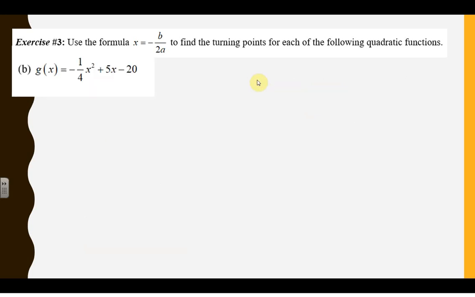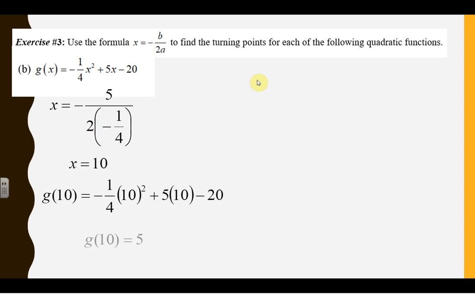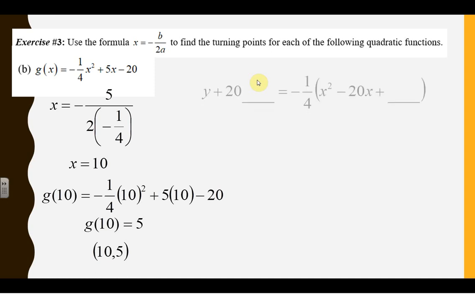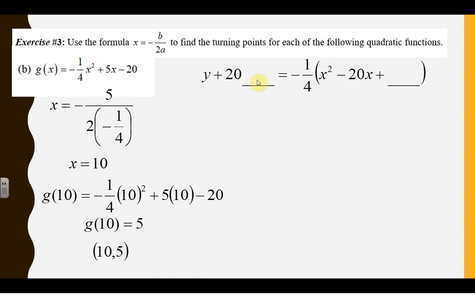All right, let's do it again. Negative b over 2a. Boom, boom, boom. x equals 10. You plug that bad boy in. You get 5, so your vertex point is (10, 5). So now let's complete the square with a fraction. Okay, here we go.